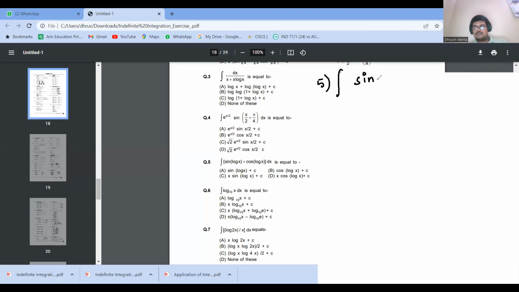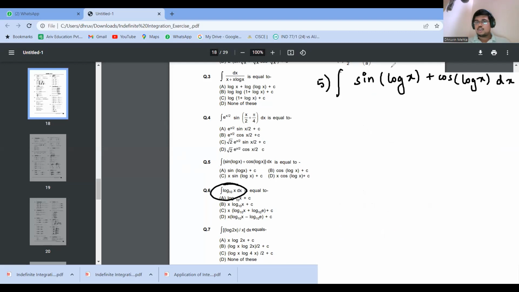Integration of sin of log x plus cos of log x. See, in integration, whenever we come across a very complicated function of log x. Now, what is the difference between a complicated function and a normal function of log x? Now, look at the sixth question. This is very simple. It's just log x. This is also not a difficult one. It's just log 2x upon x.